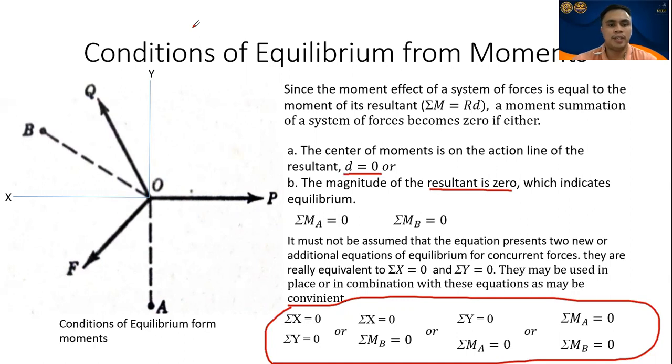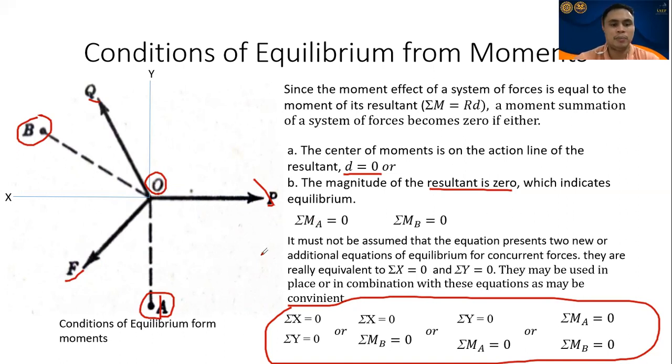So here, class, in the figure, we can see that we have moment center A and moment center B. Then the forces, class, P, Q, and F are concurrent at the point O. Okay?